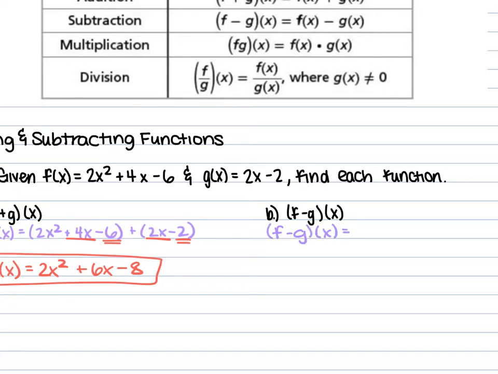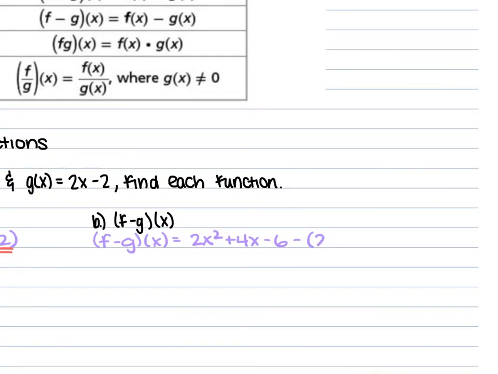is equal to 2x squared plus 4x minus 6 minus, put parentheses, 2x minus 2. Close off your parentheses. Now distribute that negative. So you're going to change the sign on everything. It is a good idea to rewrite this to where we have f minus g of x is equal to 2x squared plus 4x minus 6 minus 2x plus 2.